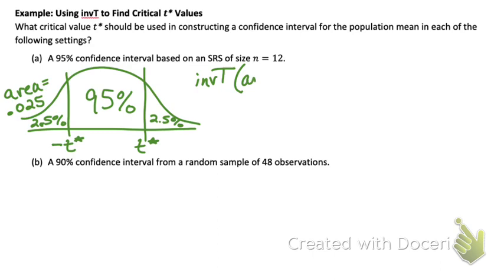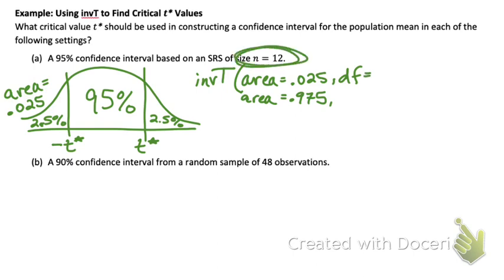Now, inverse T, you need an area. Well, guess what? It works the same as it did with inverse norm. Your area is 0.025. Or what other area could you use? 0.975, good. Now, notice that it does not ask you for a mu and a sigma, because we ain't got no mu or sigma. What do we got? We need to know the degrees of freedom. In order to tell our calculator the degrees of freedom, we have to know the sample size that we're working with in the T distribution. So, if I have a sample size of 12, what are my degrees of freedom? 11.